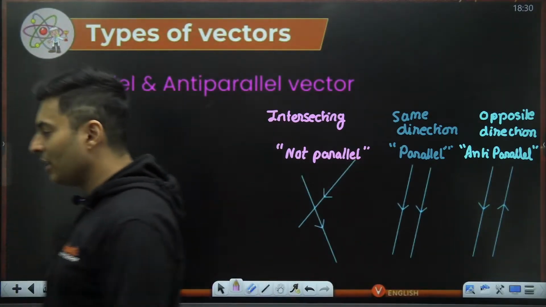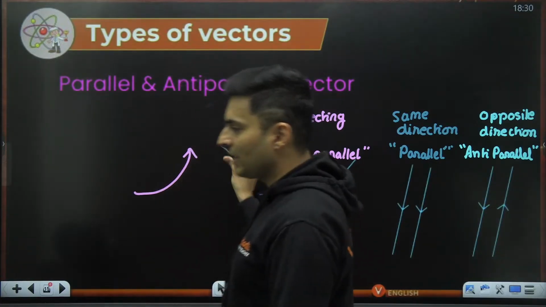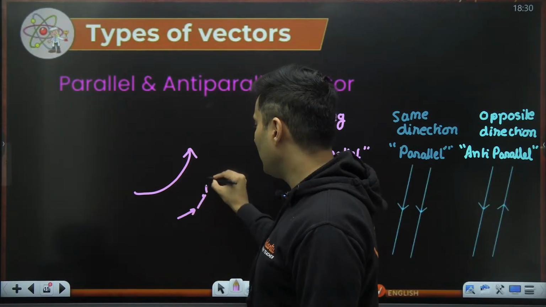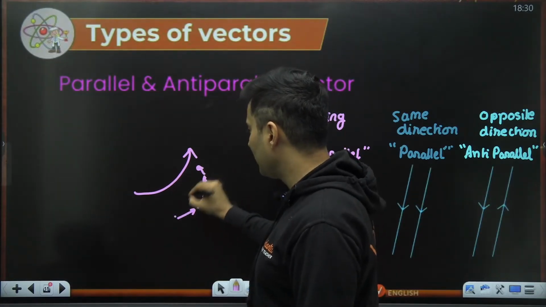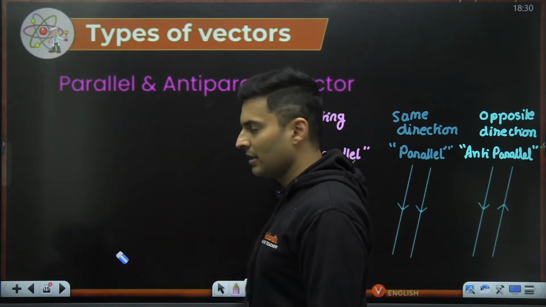No, vector cannot be curved. So we do not have curved vectors, guys, in physics. It simply cannot. Rather, if I have many vectors which are lined up like this, then I can have something called the resultant of these vectors. It will be the net vector, but we do not have curved vectors in physics like this.